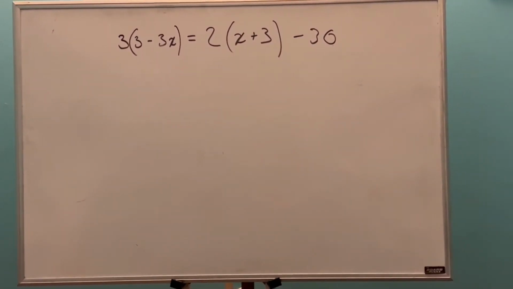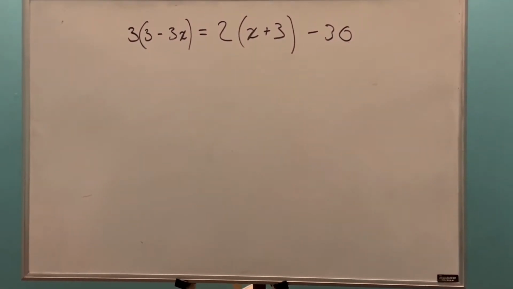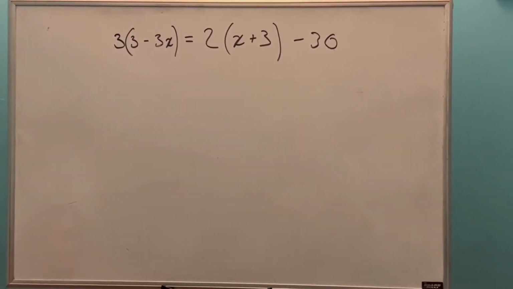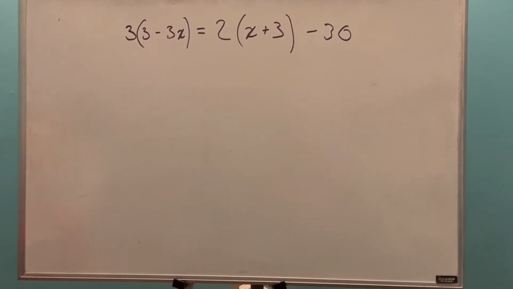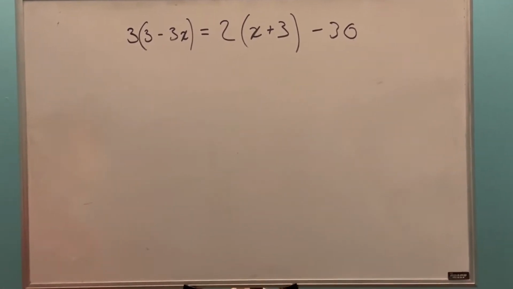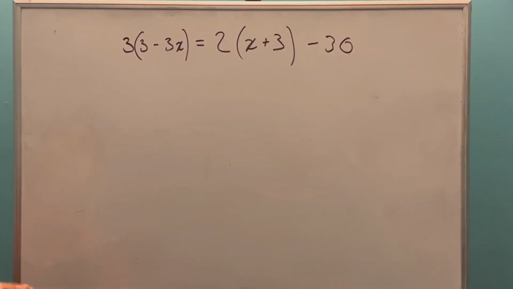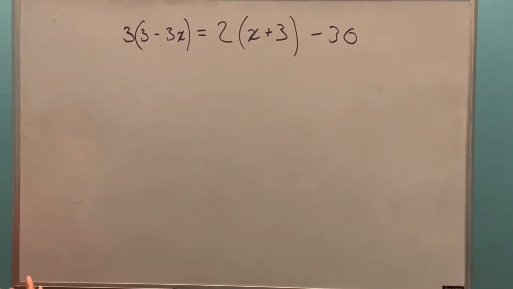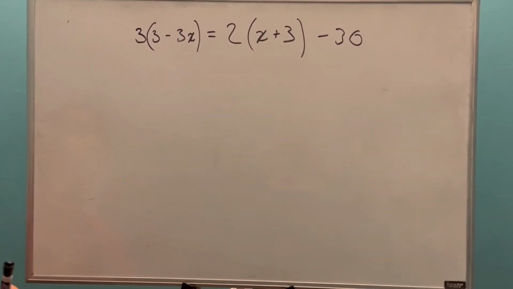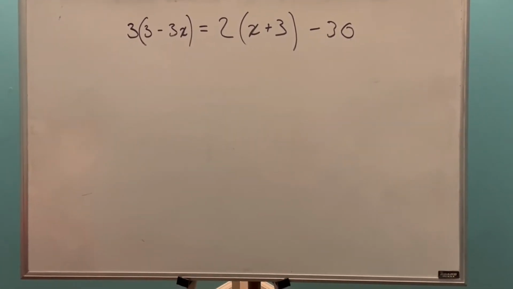What type of problem is this? So this is 8th grade mathematics, solving for x. So let's get into it. Can you state the problem first, please? Yes, it's 3 times the quantity of 3 minus 3x equals 2 times the quantity of x plus 3, minus 30.